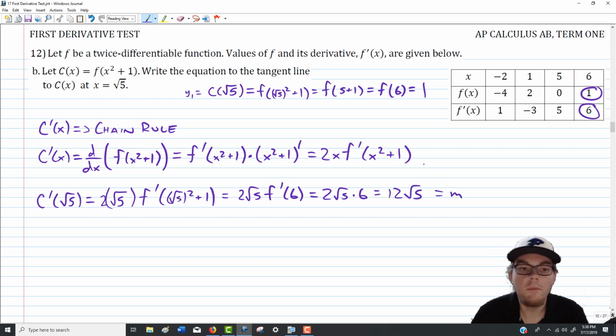So now we have our slope. We have our y value. We were given our x value. So we can go ahead and write out our tangent line.